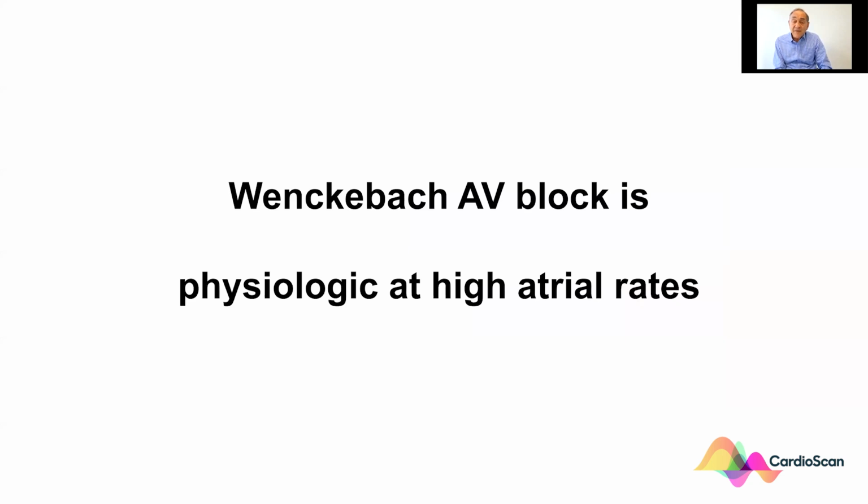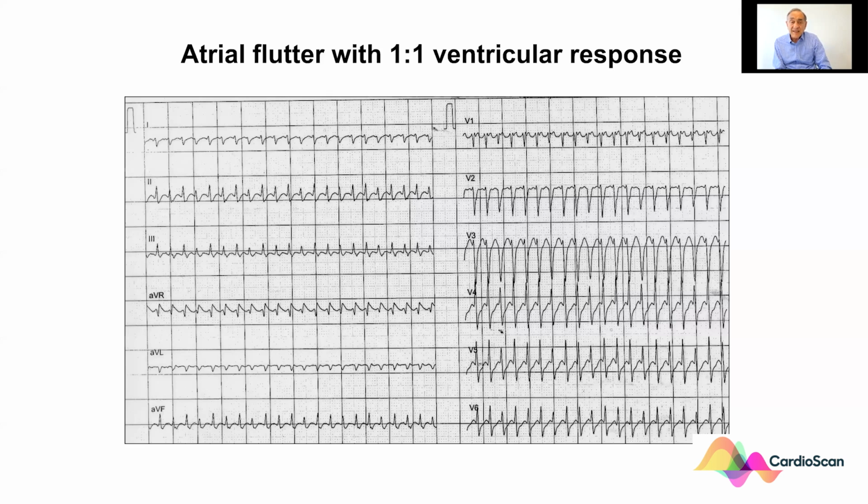Wenckebach AV block is physiologic at high atrial rates. We're all fully aware of this. For instance, here is an atrial flutter with a 1-to-1 ventricular response. This is an unusual situation because atrial flutter with a rate of 300 usually has a 2-to-1 at least block, and so the rate is 150 beats per minute. The AV node is a blocker. It sits there and acts as a gatekeeper to prevent impulses coming through too quickly.